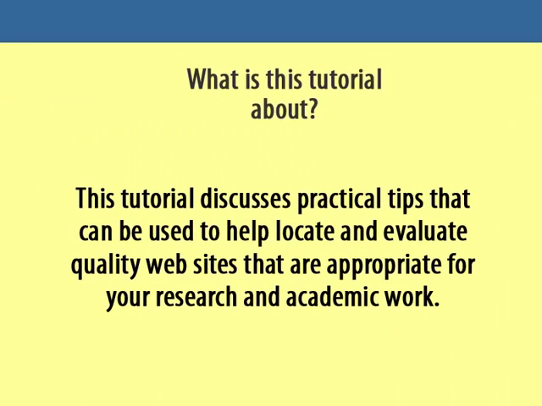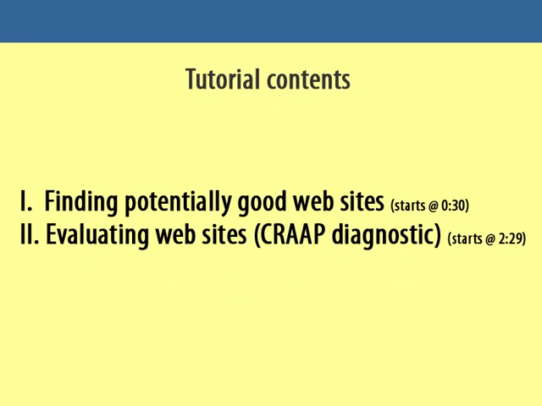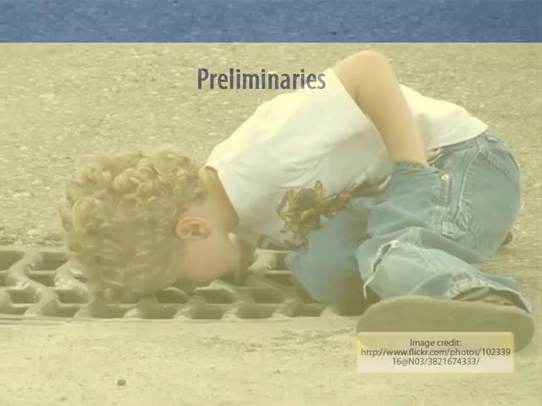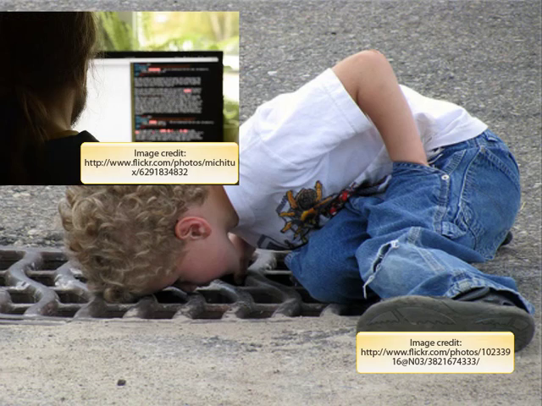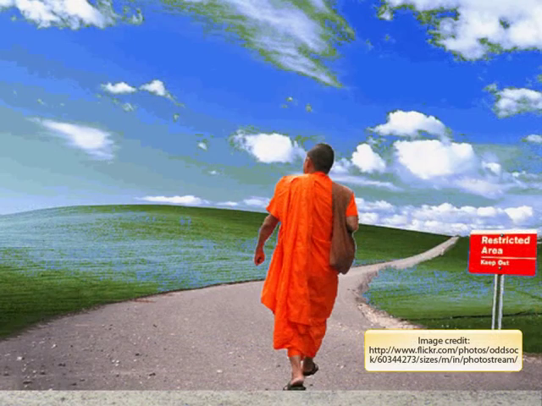This tutorial discusses practical tips that can be used to help locate and evaluate quality websites that are appropriate for your research and academic work. This tutorial contains two parts. Part 1, finding potentially good websites, and Part 2, evaluating websites. Being someone who can find, evaluate, and use quality websites effectively in academic work does not happen overnight. Wherever you are on the journey, welcome to this short tutorial.